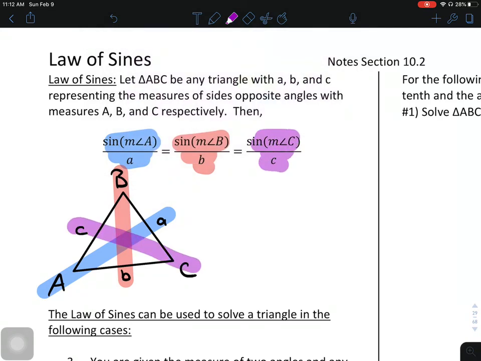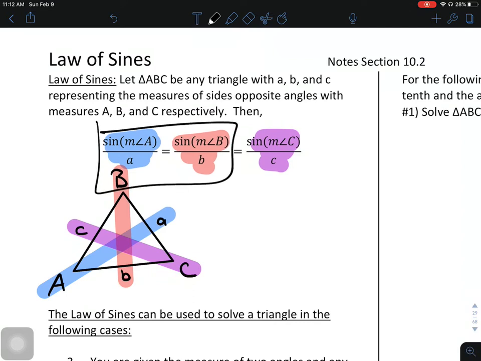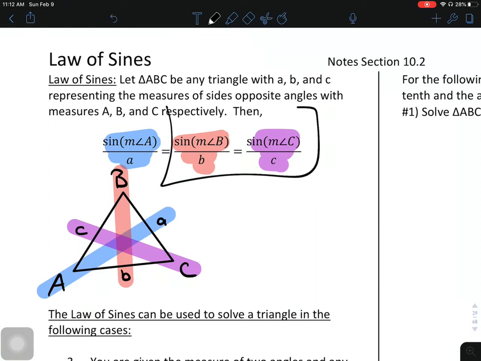Now in practice, you won't have an equation with two equal signs. You're either going to have these two equal to each other, or these two, or the first and the last. You're not going to use all three at the same time. So that's what the law of sines is. What this enables us to do is to solve triangles that aren't right triangles. Up to this point, we had to have right triangles.